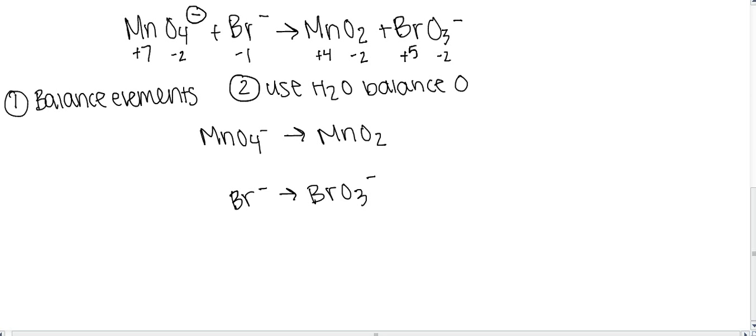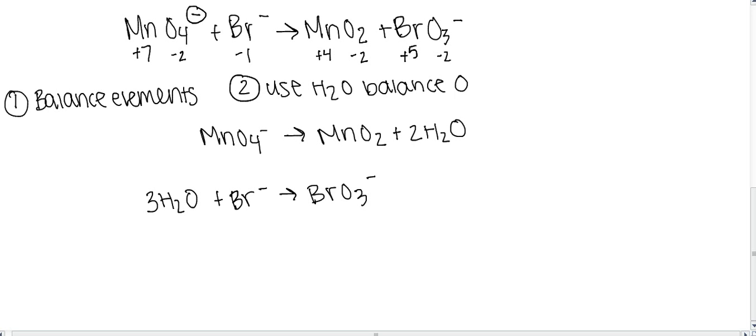So on this side, I have 4 oxygens, and on the right side, I only have 2. So that means I'm going to add 2 waters to give this side 4 total oxygen, and the left side 4 total oxygen. So now our oxygens are balanced out for the top equation. Let's do the bottom. We see that we have 3 oxygens on this side, so I'm going to have to add in 3 H2O on this side.